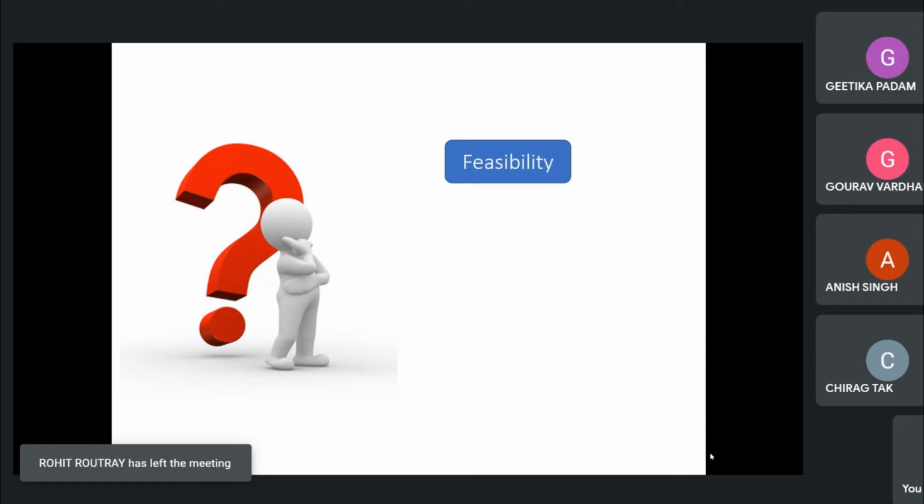If you expect that the process will not happen, then nothing is to be done. But if you think that it may happen, then the next question comes. What is the second question? Can anybody help? Actually, there are several questions, but these are the primary questions that should be answered for a new problem. First is feasibility, hoga, nahi hoga. If feasible, then the next question comes. What is the next question?